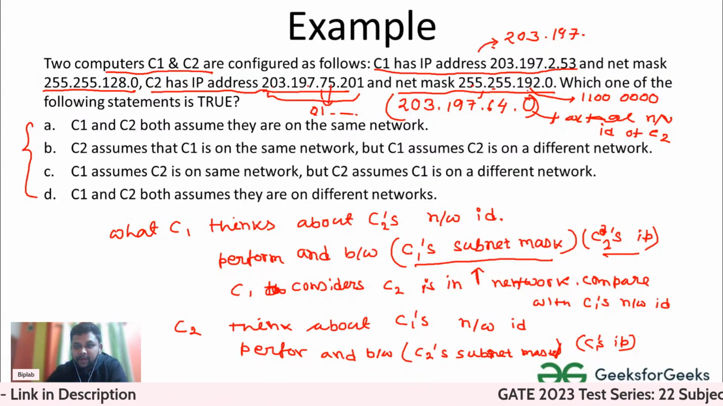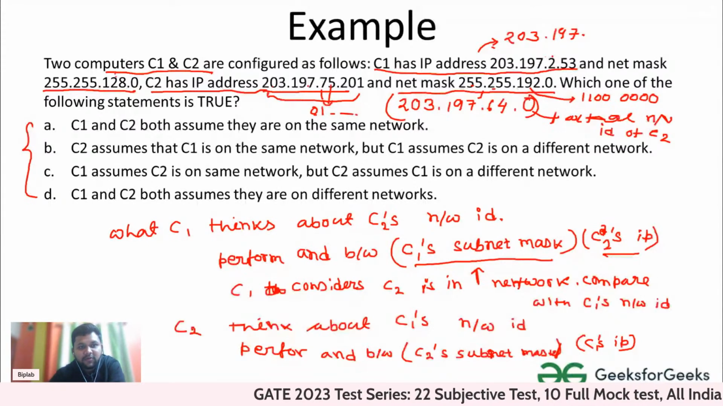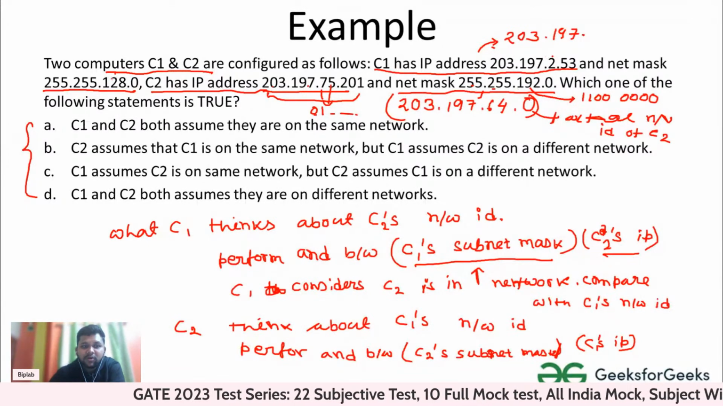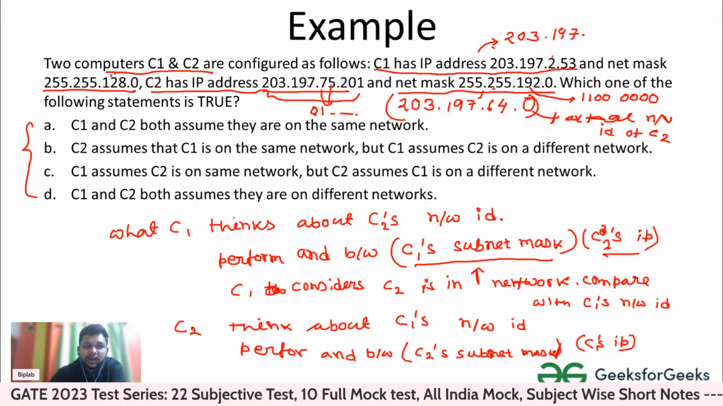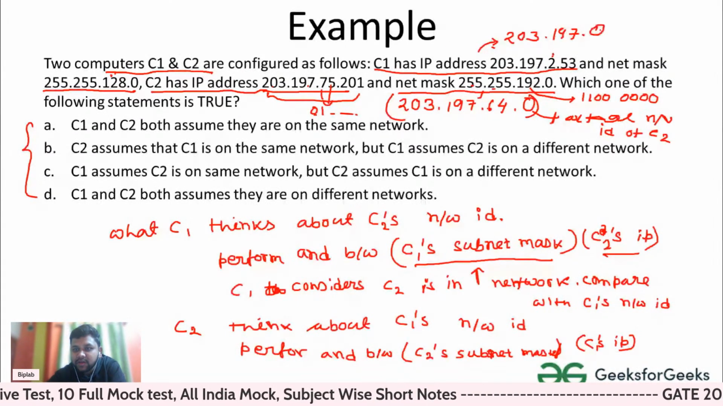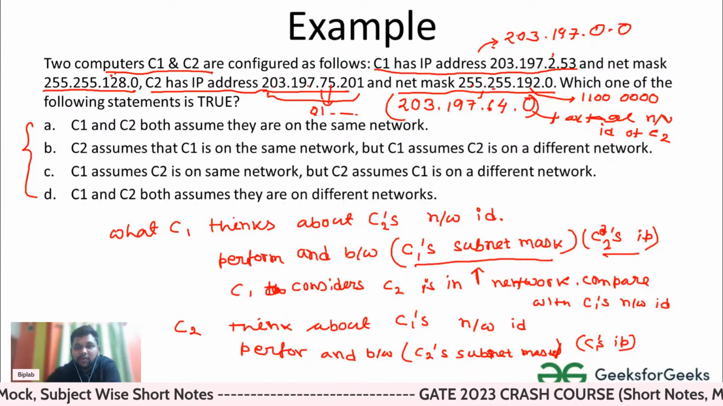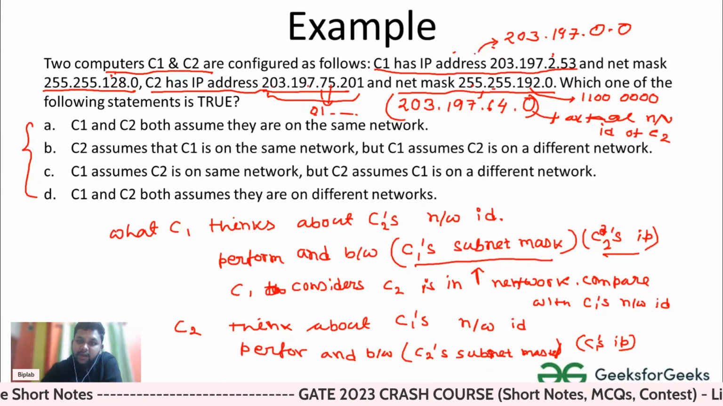Okay. So you have 2 here, you have 128 here. If you perform AND operation, only the leftmost bit is set here and leftmost bit is not set here. So the result will be 0 of AND operation. And here you have again 0. That is C1's actual network ID.